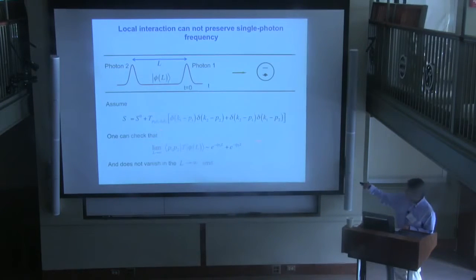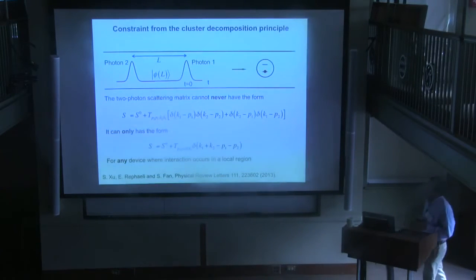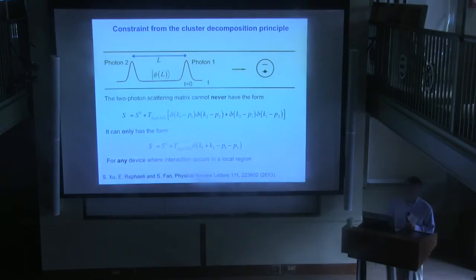For example, if you write down the additional interaction part in this form, and you check how this particular T matrix operates on the two-photon state, it is going to change as a function of L. And in a few lines of algebra, you can convince yourself that it doesn't decay to 0. So the result is that this form cannot be created if you have local interaction. In other words, the constraint from the cluster decomposition is that the form can only look like this, with a single delta function here. It cannot have two delta functions, and so the frequency broadening entanglement is intrinsic to this local system.